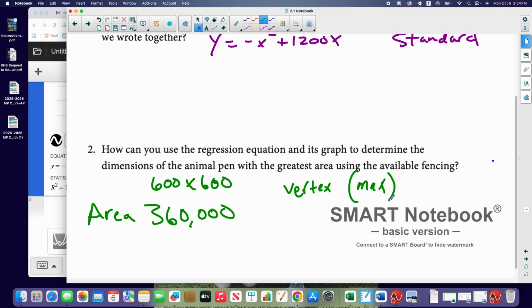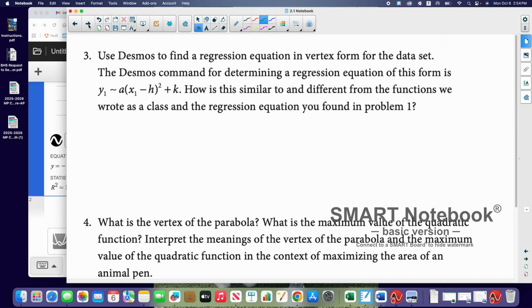All right, everybody okay so far on that? Let's keep going. Question 3, same page, says use Desmos to find a regression equation in vertex form of the data set. When it's written like this, it is the vertex form, and h and k is my vertex. Then it asks how it is similar and how it is different from what we wrote earlier.